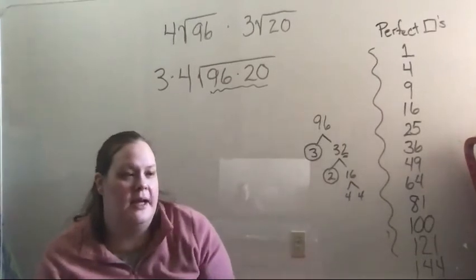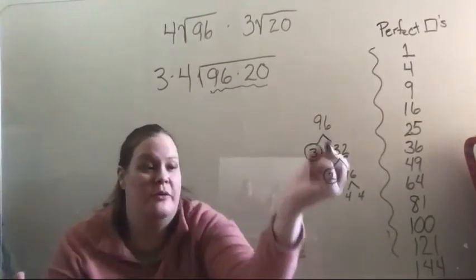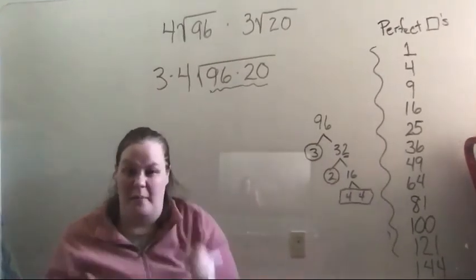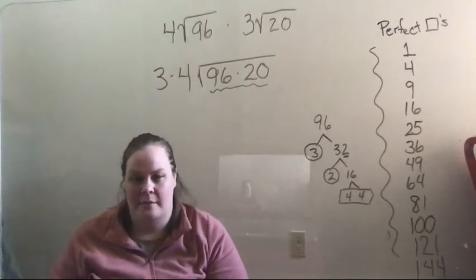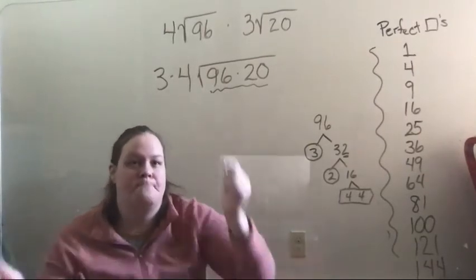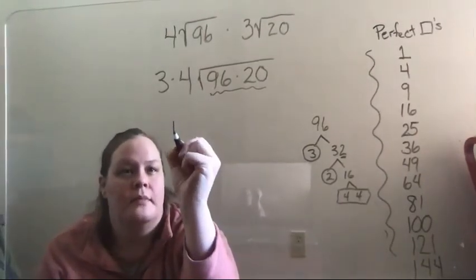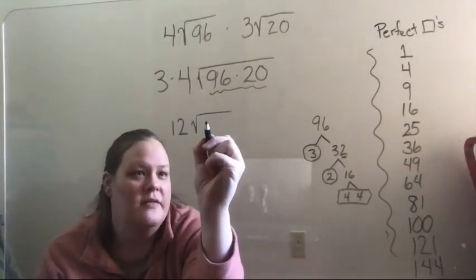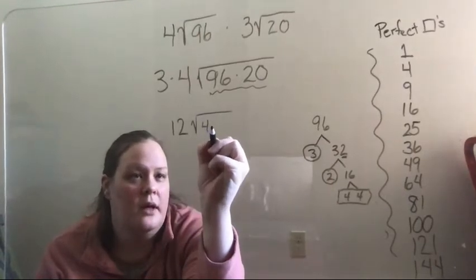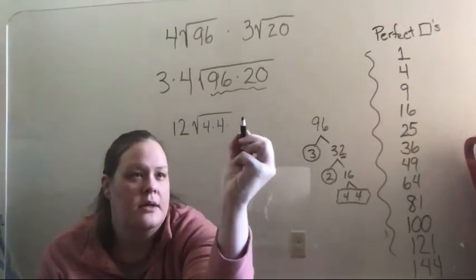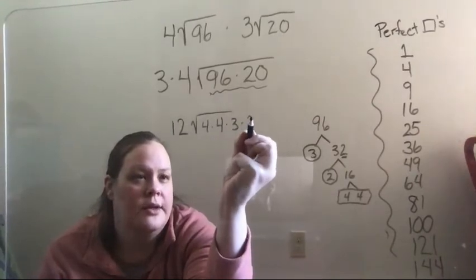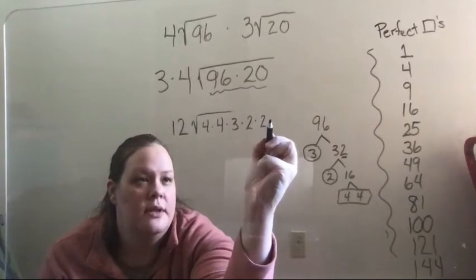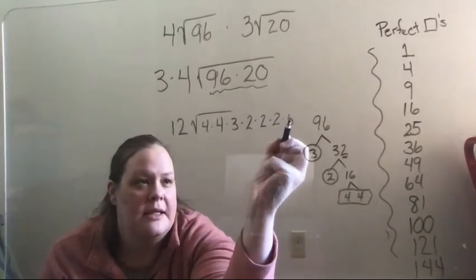Now I want you to notice something. I'm not going to go further than those 2 4s, but I'm going to note that because I found 2 of them, we know that that will do something unique inside that square root. So what I'm going to do, this will be 12 times, let's write those factors of 96. We have 4 times 4 times 3 times 2, and then 20 is 2 times 2 times 5.